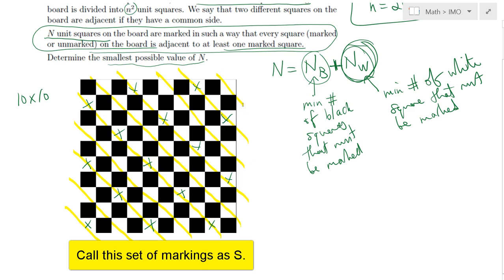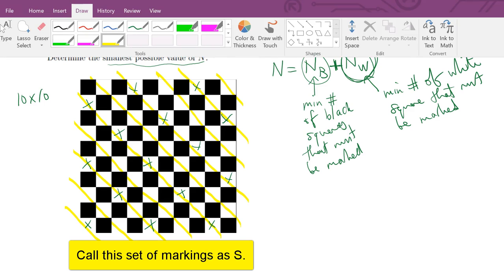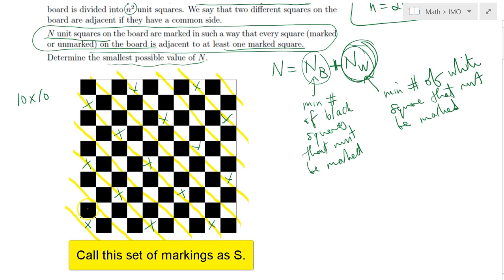Okay, good. First of all, do you guys agree that all the black squares here are now adjacent to at least one marked white? Let's make sure we understand this. This black is adjacent to this one. This black is again adjacent to this mark. This one is adjacent to this guy, and this one is adjacent to the same guy. Therefore, every single one of these black squares has a common edge with a marked white square.